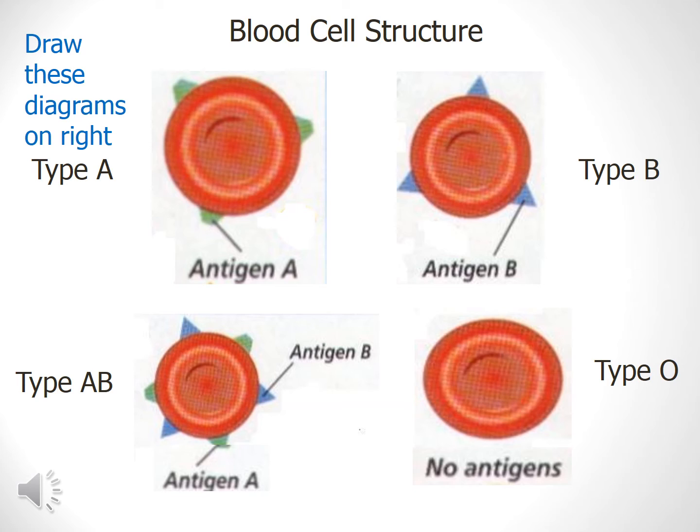If you have the genotype AB, you produce both little boxes, type A antigens, and little triangles, type B antigens. And if you happen to have type O, you don't produce any antigens, and that's the recessive. If you get two recessives, you don't produce any antigens at all.